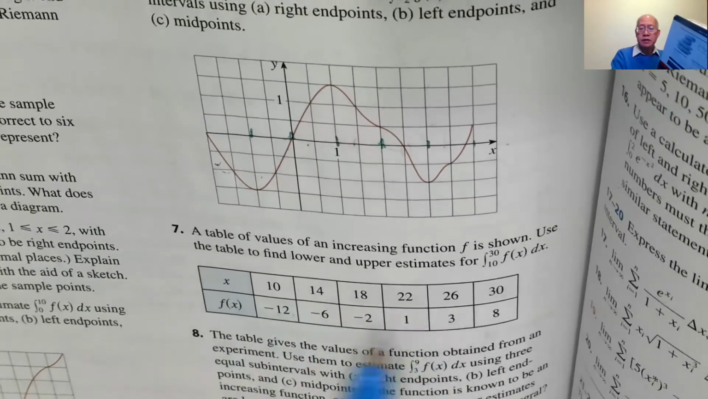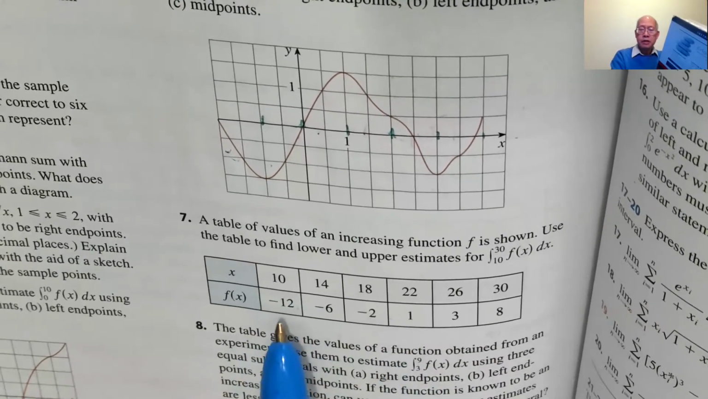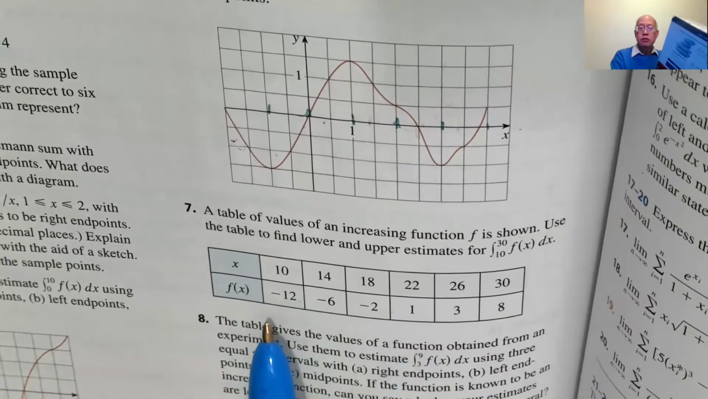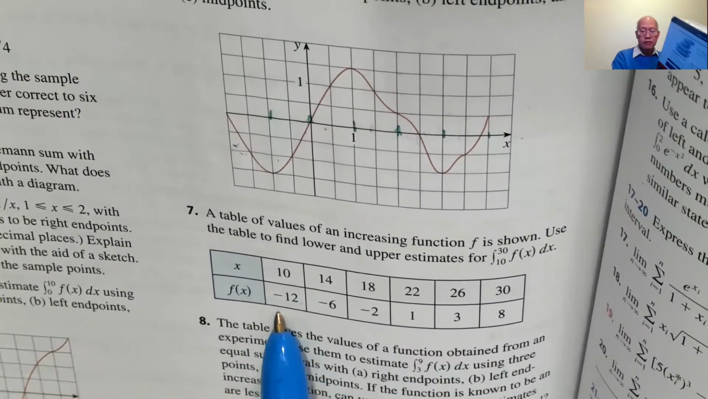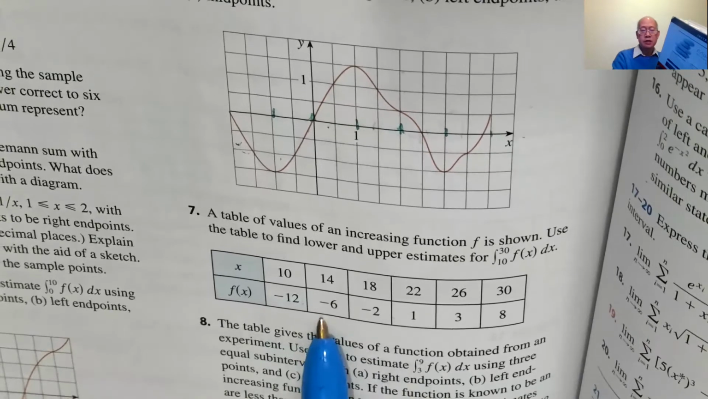Lower and upper estimates. This looks like an increasing function. So for the lower estimate, I'll pick the left endpoint, and for the upper estimate, the right endpoint. The graph goes from -12 to -6, so for the lower estimate we would pick -12. From 14 to 18, from -6 to -2, for the lower estimate we would pick -6, and so on.